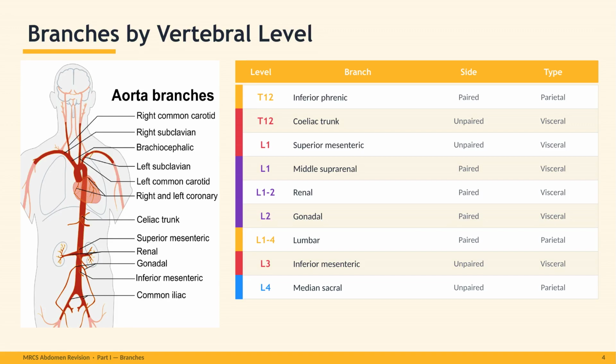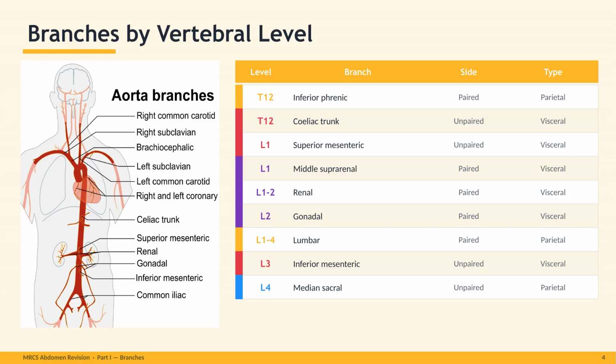This is the table you want burned into your retina. Top down. At T12, the inferior phrenic arteries, paired, parietal, and the celiac trunk, unpaired, visceral. At L1, the superior mesenteric artery, unpaired, visceral, and just below it, the middle suprarenal arteries, paired, visceral. L1 to L2, the renal arteries, paired, visceral. L2, the gonadal arteries, paired, visceral.